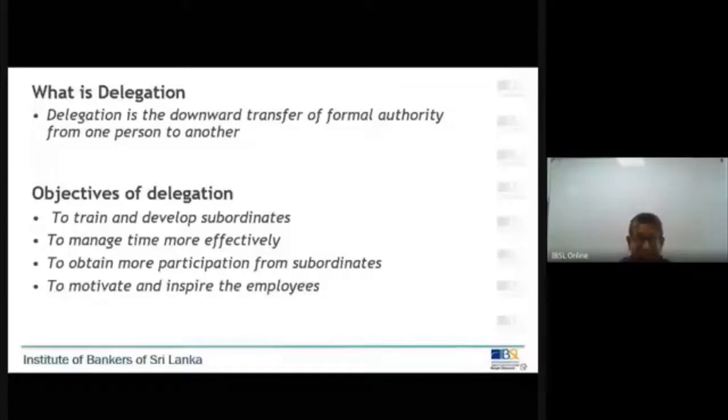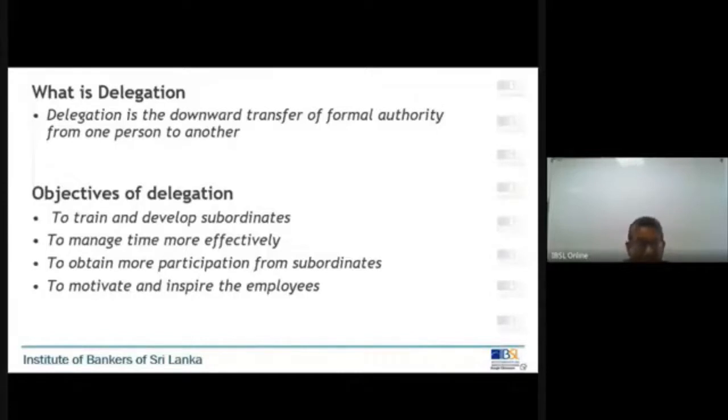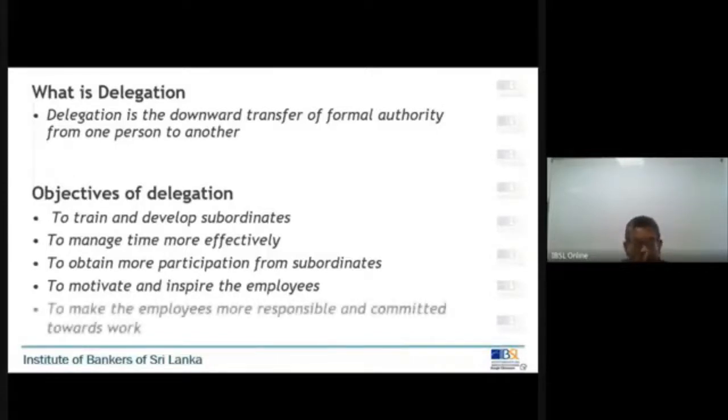Everybody likes to do some big work, no? Some say, I'm working for a manager, but I want to do that manager's part. So you motivate and inspire your employees by delegating some of the work. And also, the last point you can say, delegation makes them responsible and committed towards the work.